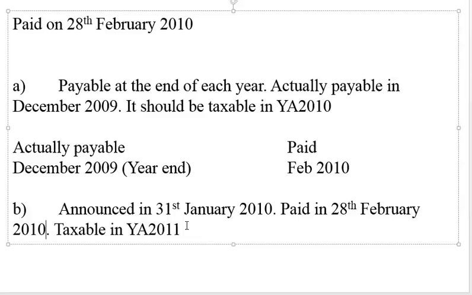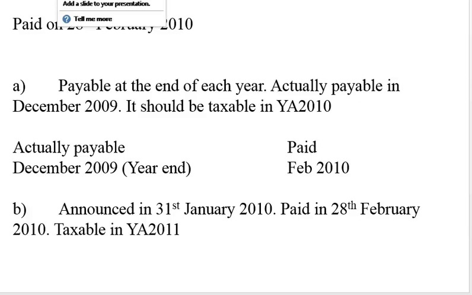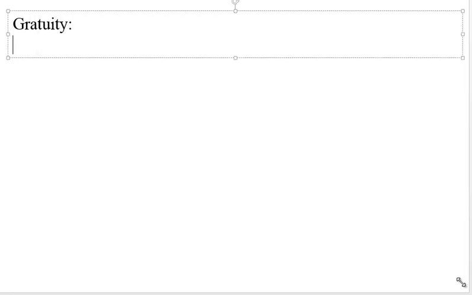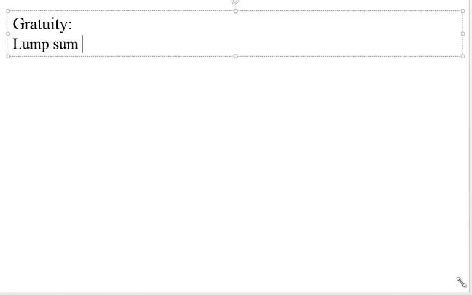Now we are going to look at very small bits and pieces of the income that can be received by the employee as part of the employment. The first one is gratuity. What is gratuity? It is actually a lump sum for any reason that the employee may receive as part of employment. It is taxable income.